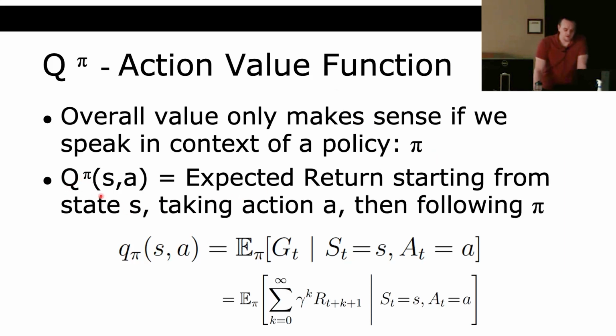So Q pi of SA is the expected return starting from state S, taking an action, and then following the policy from there on. So Q pi of SA is the expected value given a policy of the return, given that the current state is state S and the current action is action A. And this formula, so what is the return? Well, it's this, right? So these 2 formulas are identical. The expected value of the return, now that we know all the math and we've factored in discounting, is just this summation. And so the important thing to keep in mind here is that the value is going to depend on the policy.